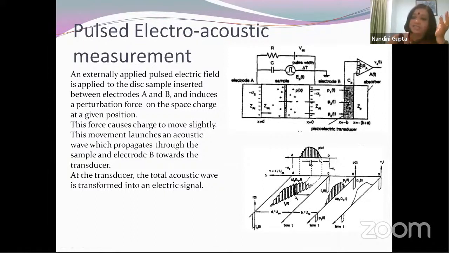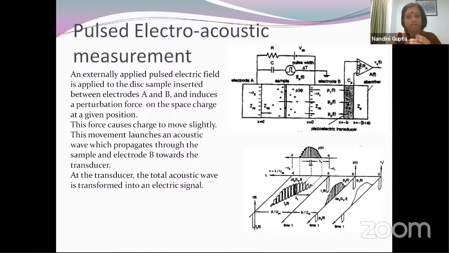So the effect is that we have a sample. Within the sample, we have a space charge distribution. We energize the sample with a DC field in order to create the space charge distribution. In addition, we apply an external pulsed electric field. This pulsed electric field disturbs the space charge about its equilibrium position, and at every point as the space charge is disturbed, the acoustic wave is fashioned.